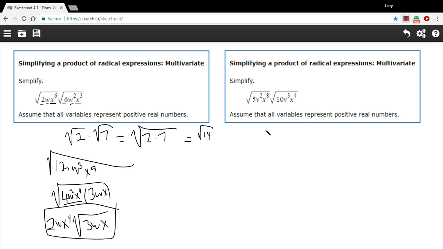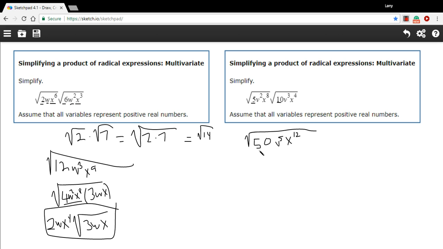Let's try another like that. Again, I'm going to multiply everything together first, starting with the number: 5 times 10 is 50. This is, of course, all under our radical sign. v squared times v to the third, we're adding exponents, that's v to the fifth. And x to the eighth times x to the fourth is x to the 12th. Okay, so there it is, all consolidated.